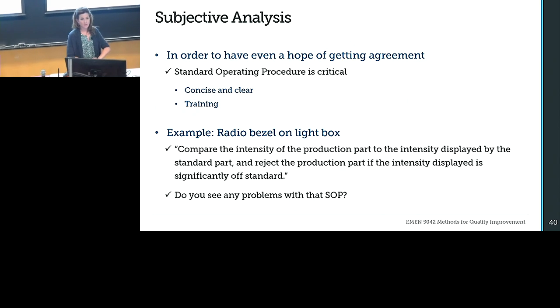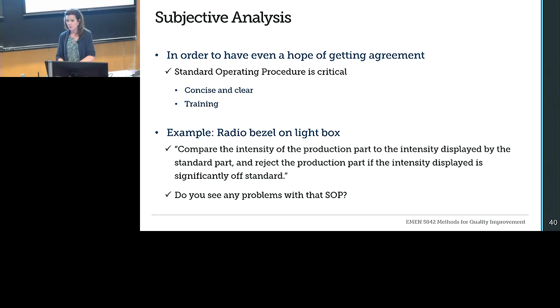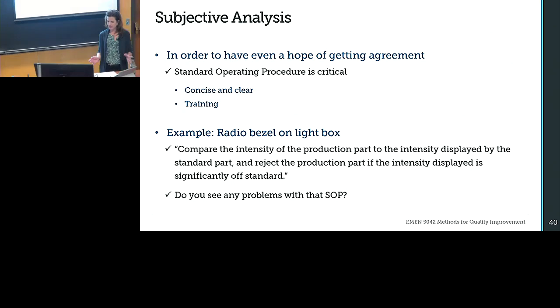And then for training purposes, that's where the item assessment comes in too. So you have to train whoever's going to be doing the assessment, if it's a person. If it's a gauge, like the Presco Vision system, we had to train the system. We had to make some changes to the system. So here's an SOP. Let's take a look here. Compare the intensity of the production part to the intensity displayed by the standard part, and reject the production part if the intensity displayed is significantly off standard.